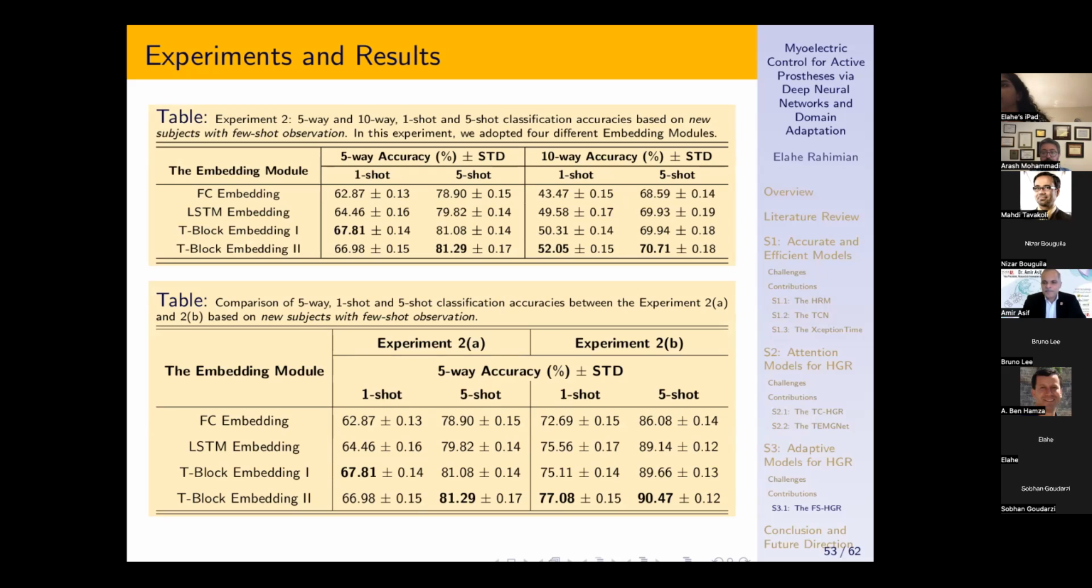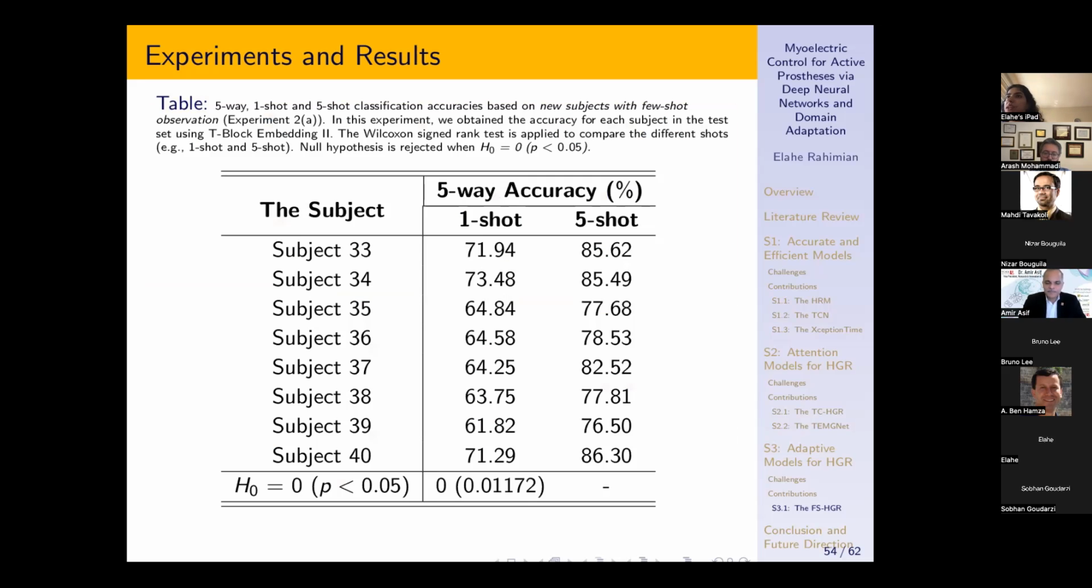But experiment 2B is related to the case where the task is constructed based on several users. So the accuracy is better, but experiment 2A is more realistic than experiment 2B, because we want the network to distinguish between different classes, not distinguish gestures that come from different people. And here we have the statistical analysis between different users for 1 shot and 5 shots. We observed that when we increase the number of shots, they are statistically different.